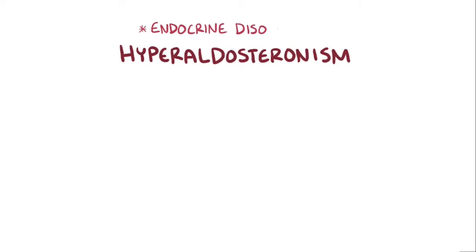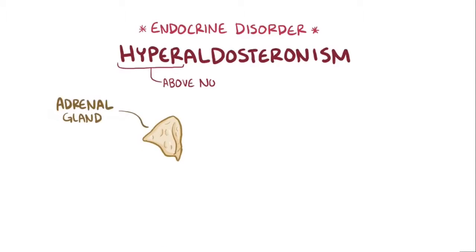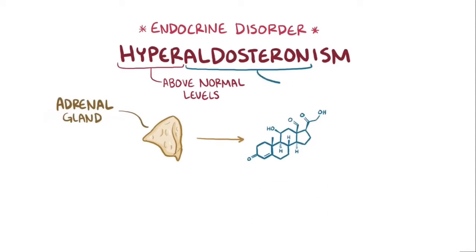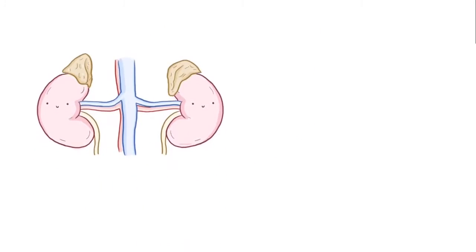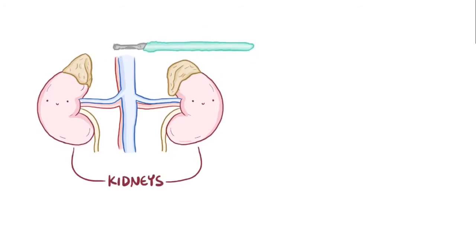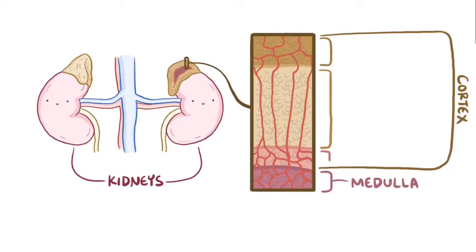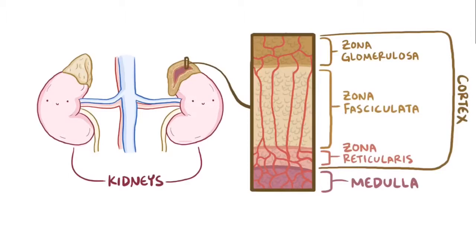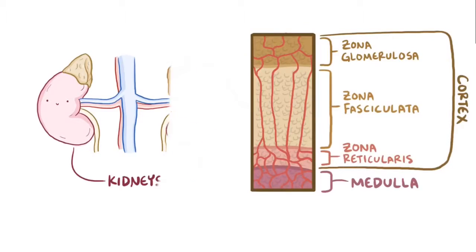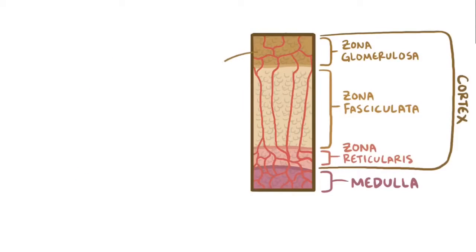Hyperaldosteronism refers to an endocrine disorder where the adrenal gland produces above normal levels of the hormone aldosterone. Now, there are two adrenal glands, one above each kidney. Each one has an inner layer called the medulla and an outer layer called the cortex, which is subdivided into three more layers: the zona glomerulosa, the zona fasciculata, and the zona reticularis. The outermost layer is the zona glomerulosa, and it's full of cells that make the hormone aldosterone.